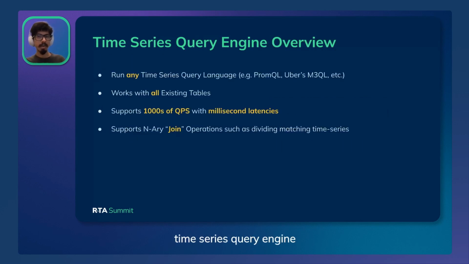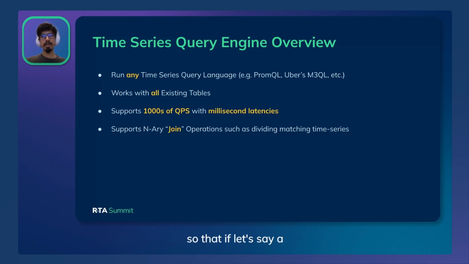And that is where the time series query engine comes into the picture here. The way we have built it, you can run any time series query language against Pinot. PromQL is one of the most popular and open source languages. Uber uses M3QL, which is also open source, but the community is not active anymore. And a bunch of other companies have their own languages, like a bunch of other cloud platforms also have their own languages.